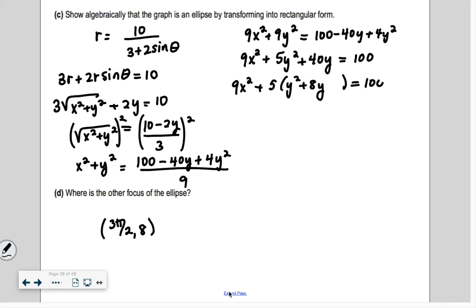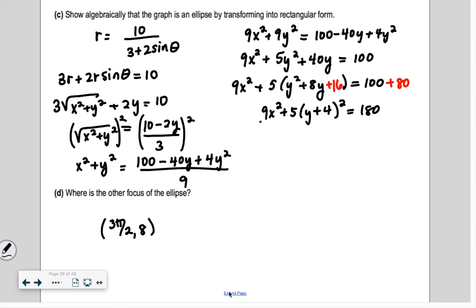Okay, so we're here. So see how we pulled out the 5? The x's don't have a shift at all. It's just x squared, right? What number do I put in here? 16, because I complete the square. What number does that put on the other side? Not 16. 16 times 5, which is 80. So I'm going to have 9x squared plus 5 parentheses y plus 4 squared equals 180.